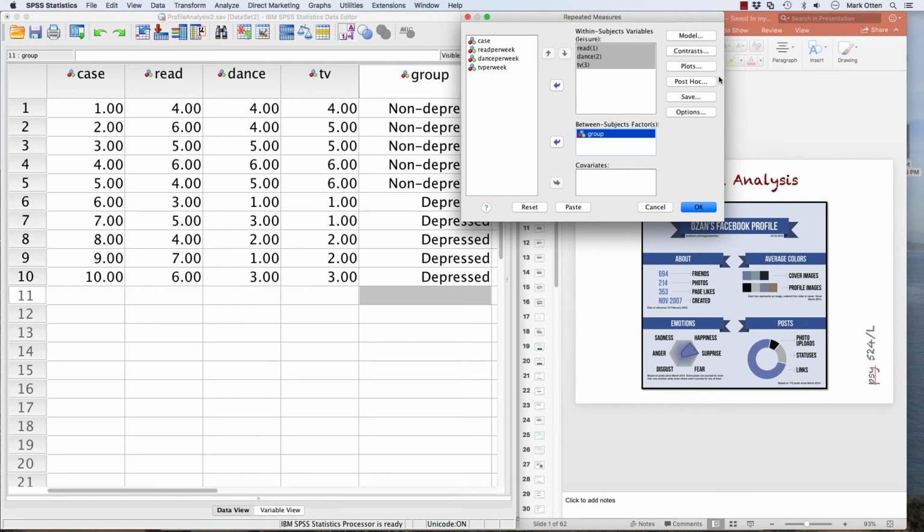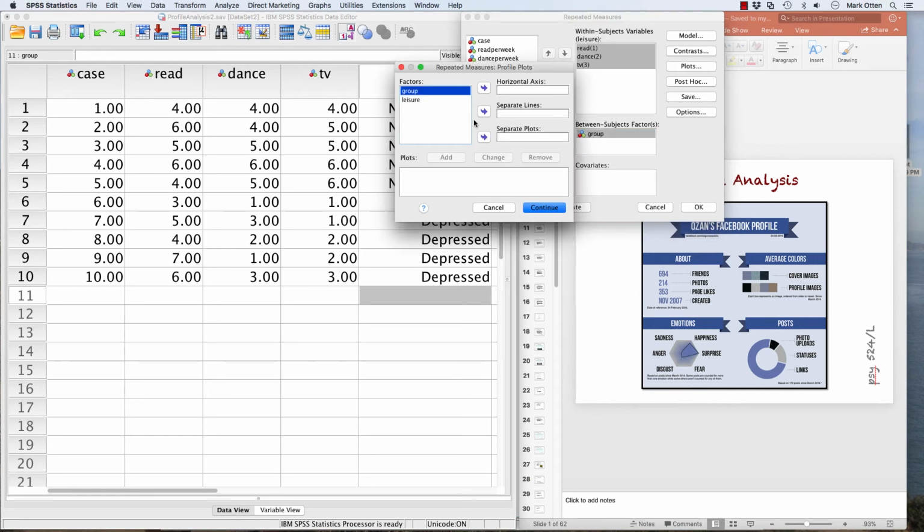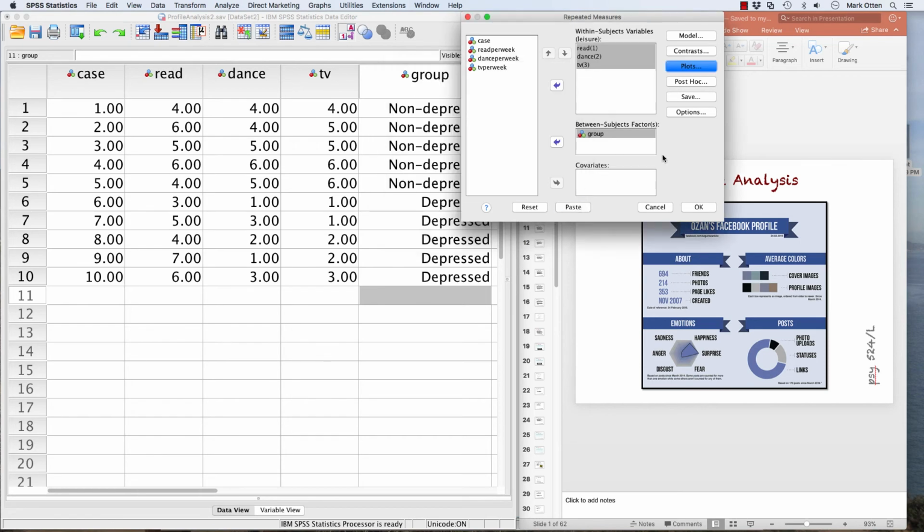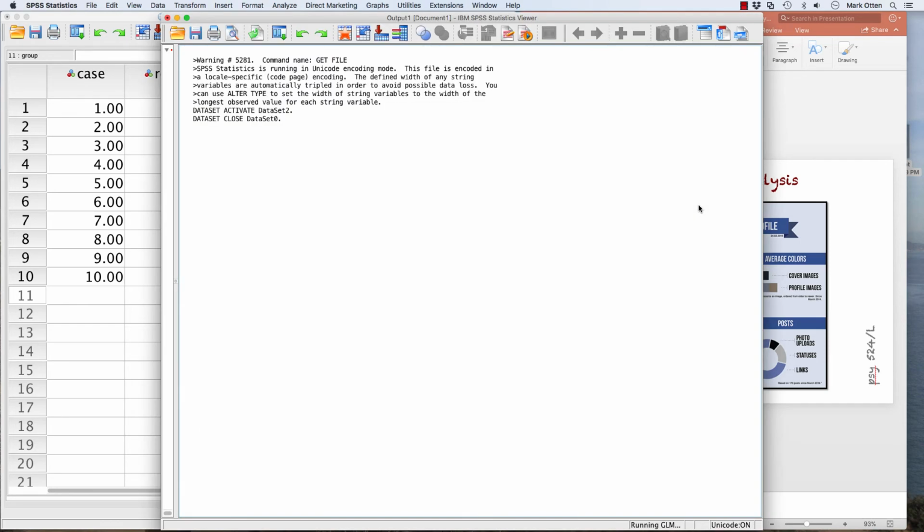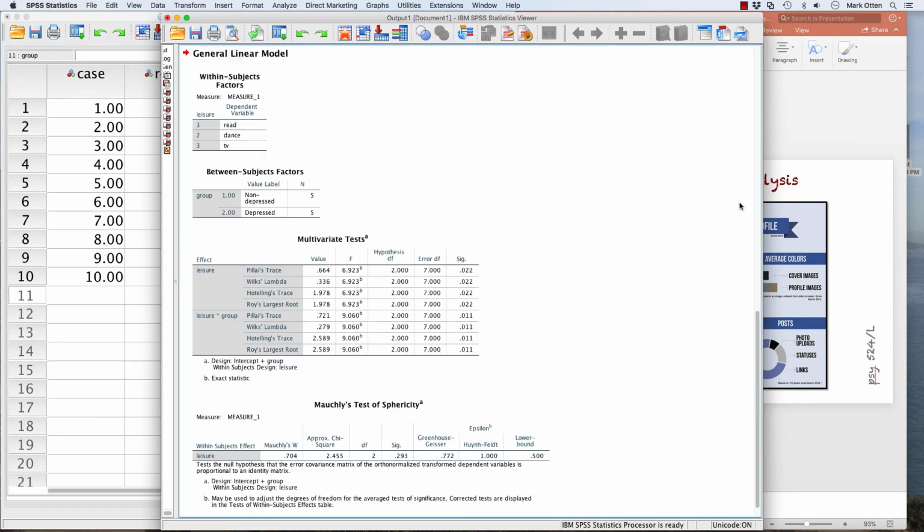Meanwhile, this is what we need, and this is really all you need to do for your homework. I'm going to give you a plot, though, just to show you a little bit more of what profile analysis looks like. I'm going to put leisure over on the horizontal axis and group over on separate lines. This is going to give us a graph that looks a little bit like an interaction graph, and will allow us to compare the profiles graphically of our 2 groups, that is, the depressed group and our non-depressed group. So I'm going to click continue, click OK. Again, you don't need to get the plot in your homework, just the statistics. And here we go.